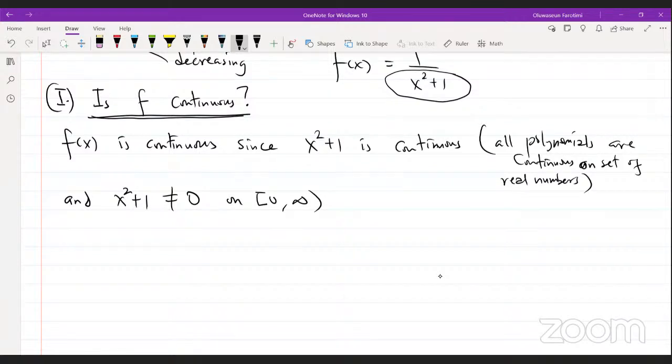Now what happens if this guy equals 0? There's going to be a problem, right? If s squared plus 1 equals 0, that means that you have 1 over 0, and this is a problem. So in this case, it's not continuous.